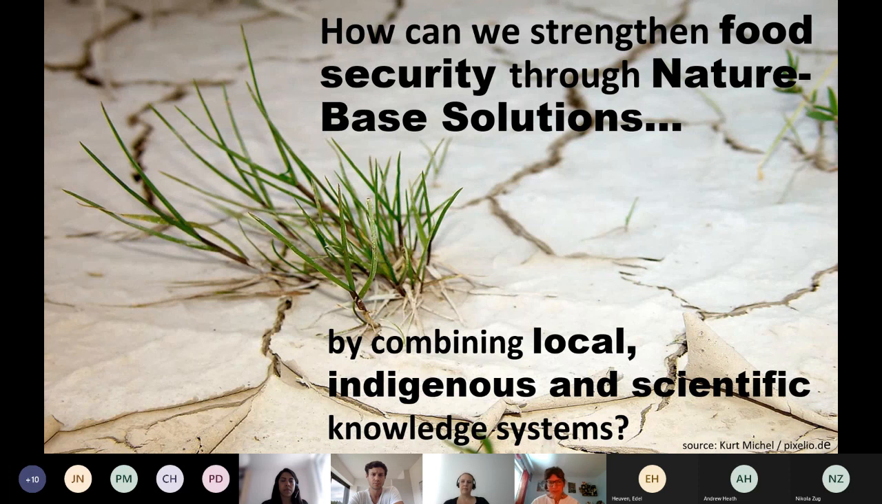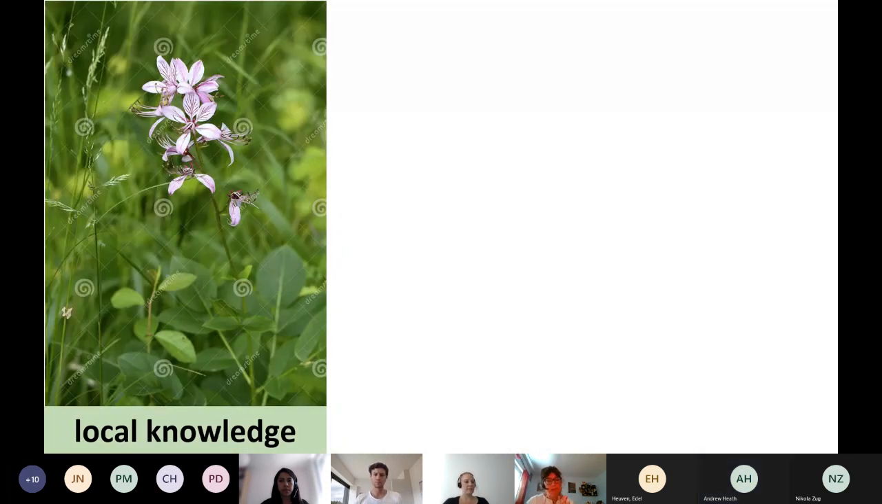But before we start to go into the case studies, I would like to explain a little bit what we thought about the different knowledge systems that are addressed here in this session. So we have written local, indigenous, and scientific knowledge systems. So what do we mean? We tried a distinction. Could you give the next slide, please?